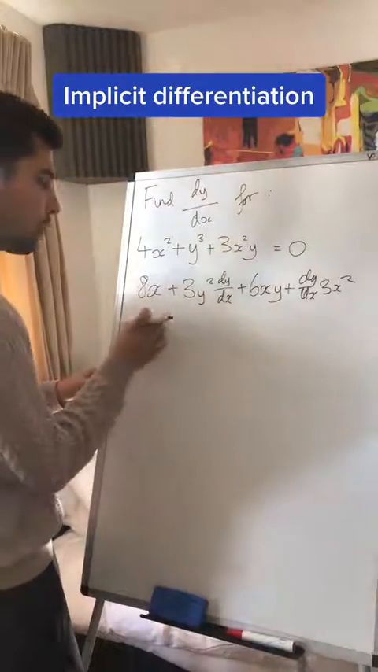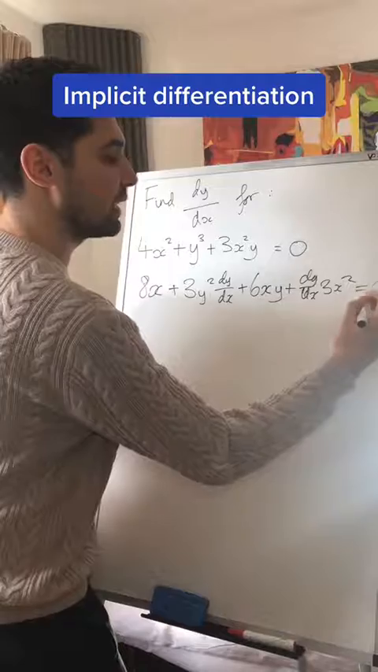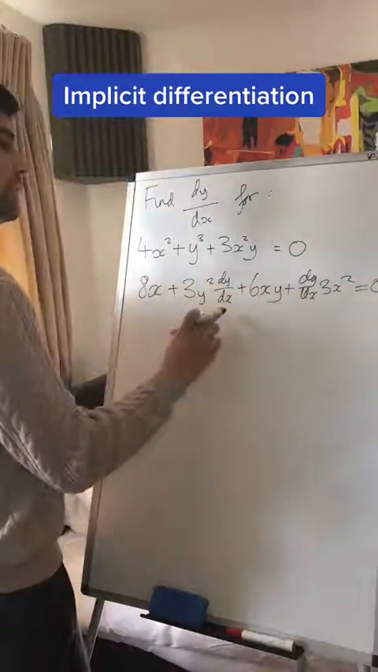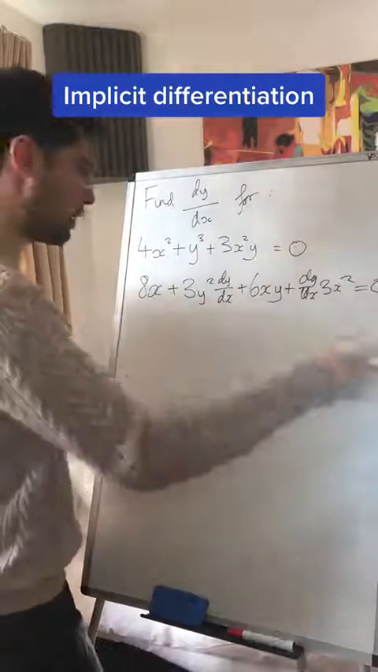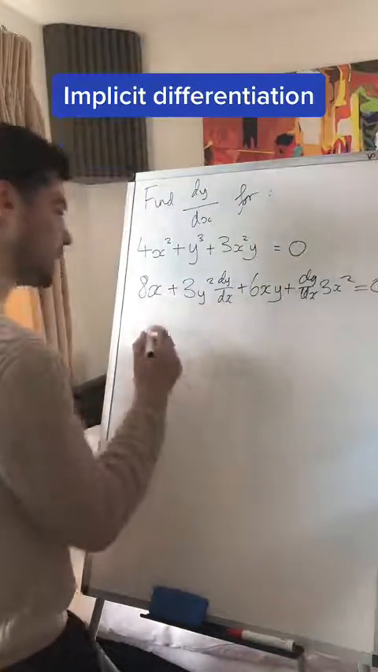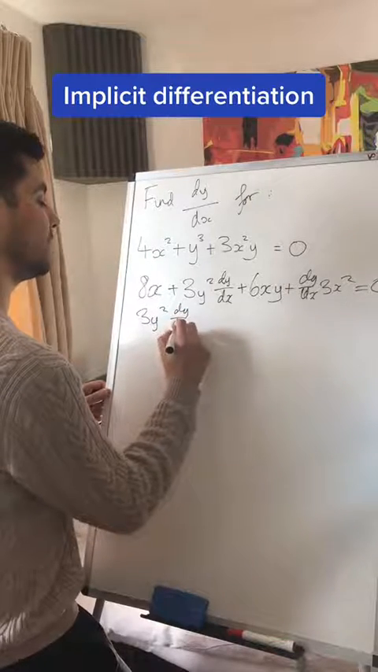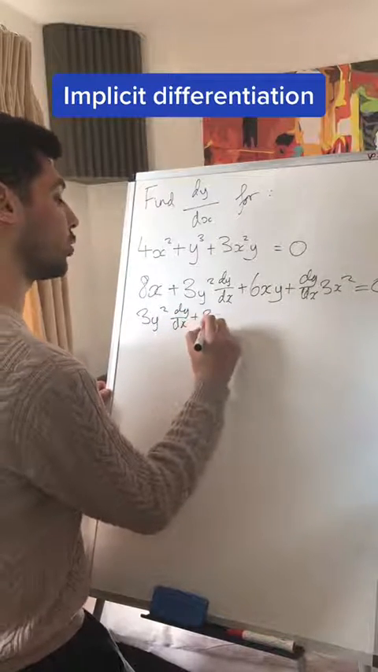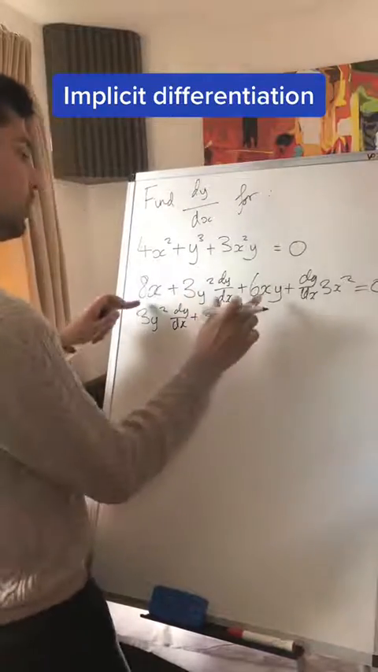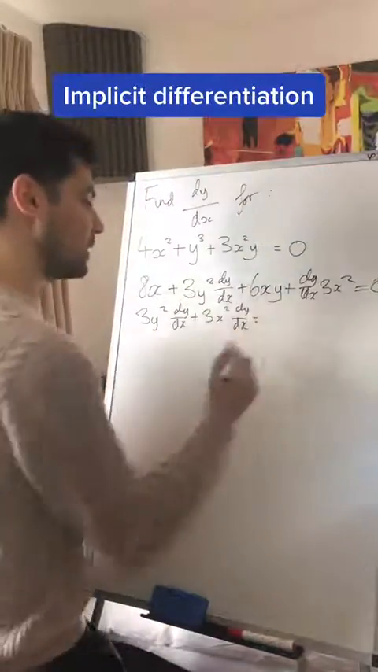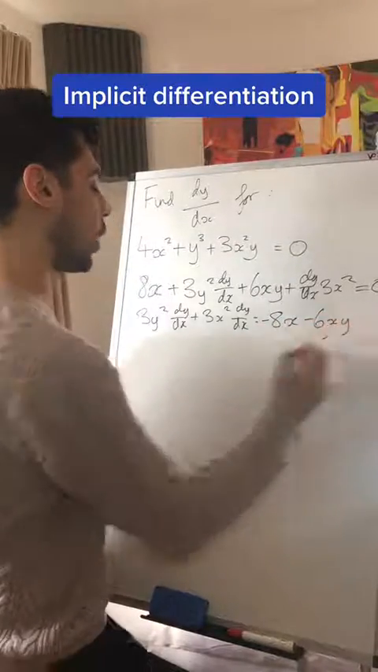Okay, so now we've got these four fuckers. And we want to find dy dx. And of course it equals 0. Don't forget that. So we want to make dy dx a subject, so we group everything that's dy dx on one side and everything that's not on the other side, your classic algebra technique. So it becomes 3y squared dy dx plus 3x squared dy dx equals, shove these things, fuck them over onto the other side, minus 8x minus 6xy.